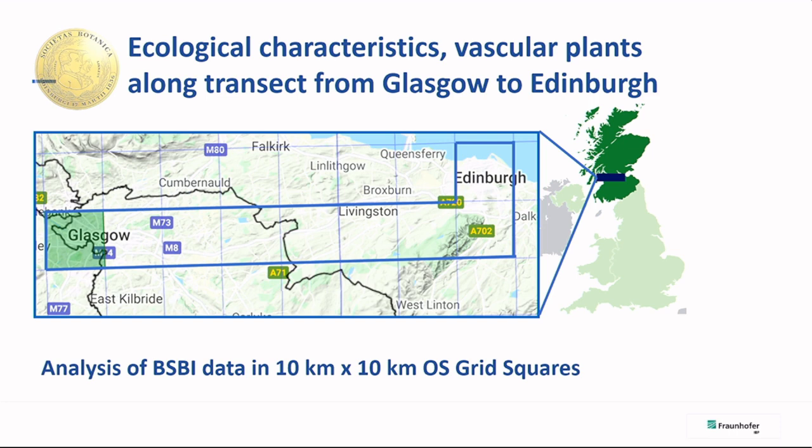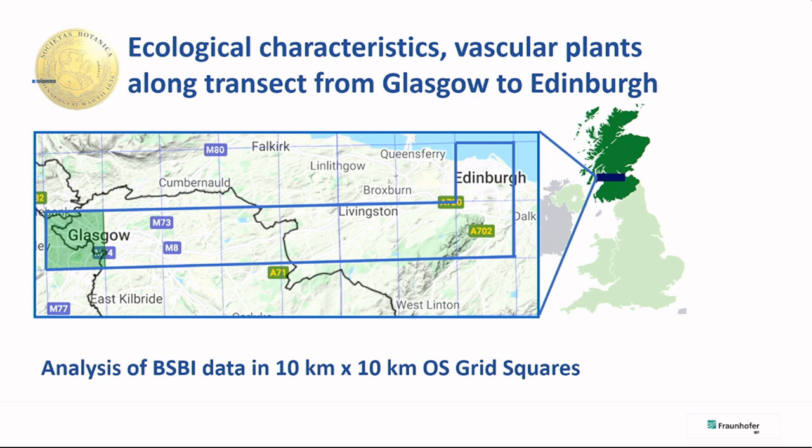Now, I want to tell you about something which I did during lockdown. I tried to do some analysis, and this time I used the BSBI data, which is freely available. And what I did was I constructed a transect of 10 kilometre squares. So each one of these squares is 10 kilometres by 10 kilometres. And I went from Edinburgh to Glasgow. So this is densely populated, this is densely populated, this is much less densely populated.